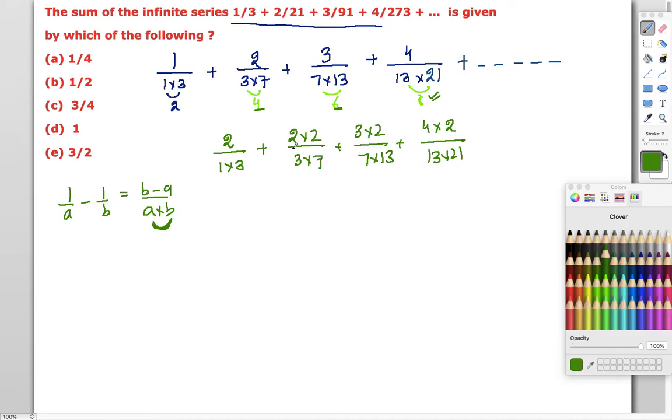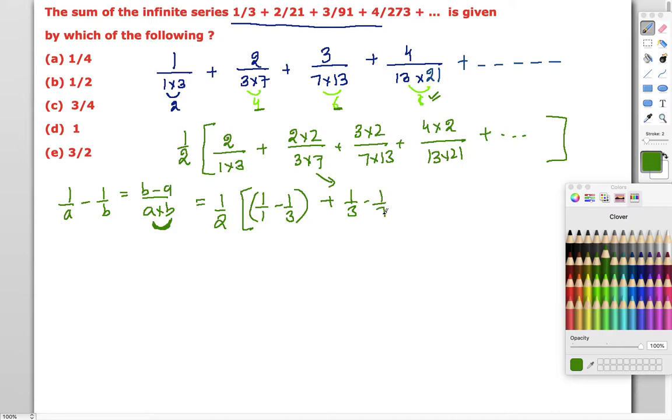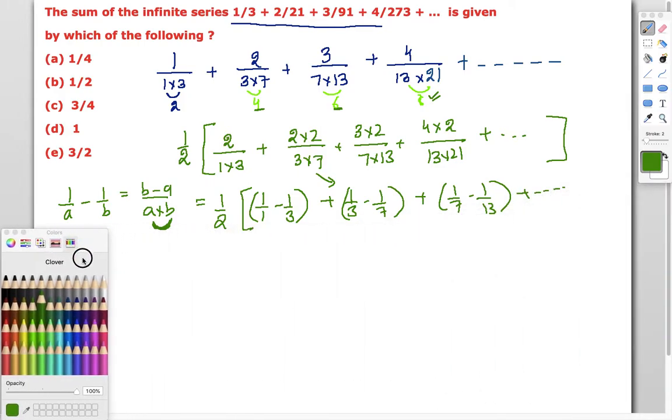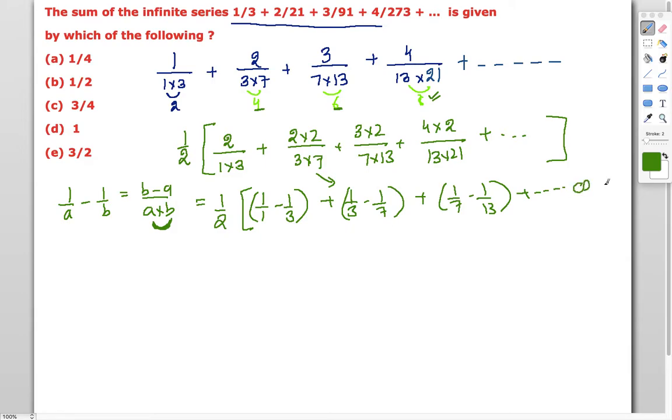But since we are multiplying the numerator by 2, we also need to divide by 2. So I can take out 1 by 2 as common here. And so on. So I multiply and divide the numerator and denominator by 2 here. Now I can say the first term is equal to 1 by 2. The first term will be 1 by 1 minus 1 by 3. The second term will be simply 1 by 3 minus 1 by 7. The next term will be 1 by 7 minus 1 by 13 and so on. This will go till infinity.